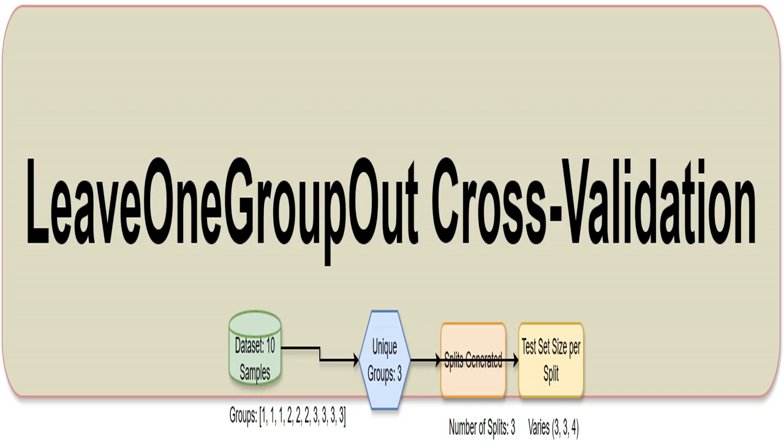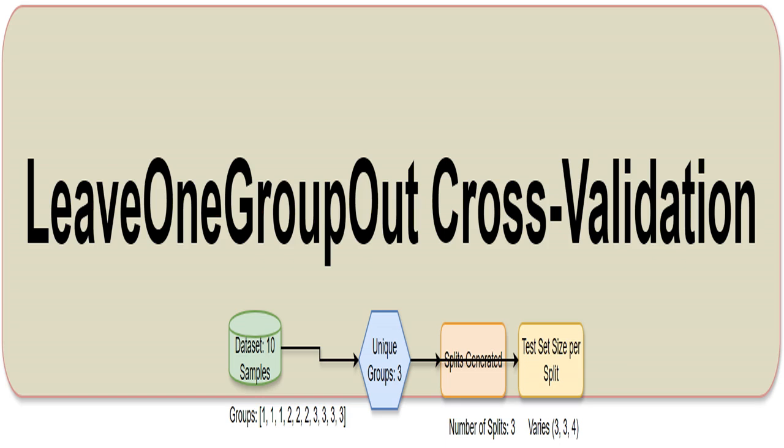I am using scikit-learn's LeaveOneGroupOut for cross-validation. This technique divides data into training and testing sets based on predefined groups. It's like dealing cards. We make sure each player gets an equal chance to be the dealer's test set.